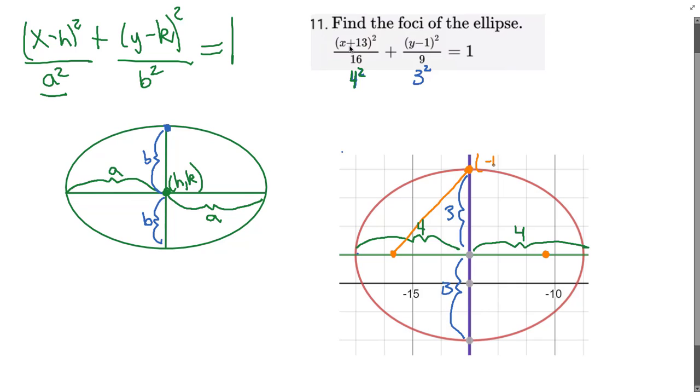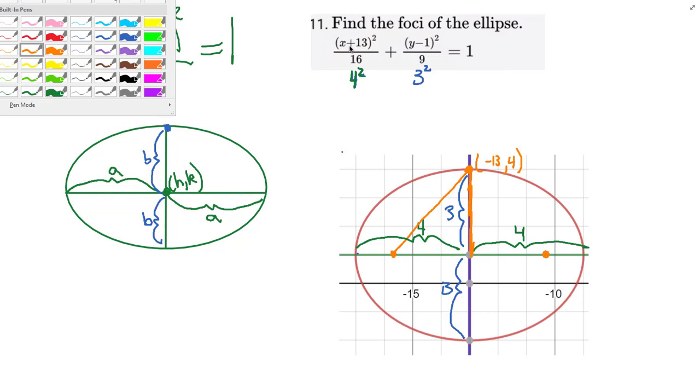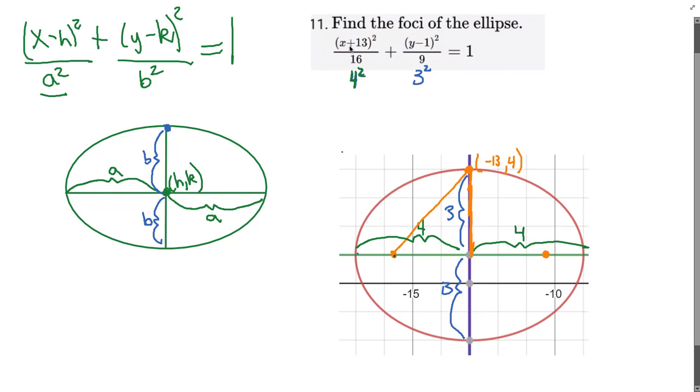That's negative 13 comma 4, making this distance 3 tall. And we know this distance. What we don't know, question mark, is this green distance. What is this? Well, this is the distance from the center to the focus, question mark. This is a right triangle, super cool.